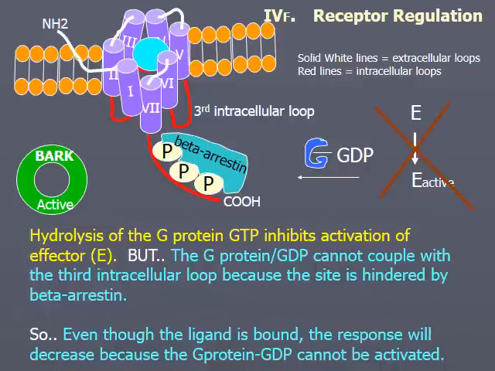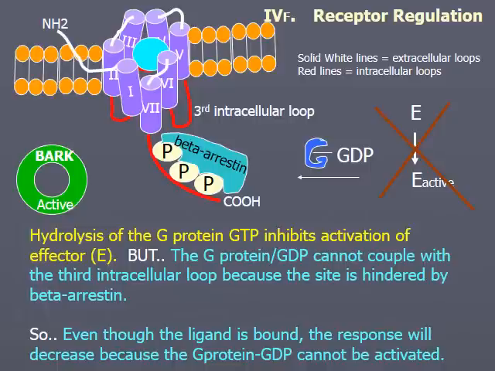Why? Because it's blocked. So this is why, even though the drug is bound to the receptor, the effect goes down. If there was no desensitization going on, this thing would keep going back and forth. This thing would stay on all the time. You would have a plateau. You wouldn't have a peak and a fall, the graph that we just saw.